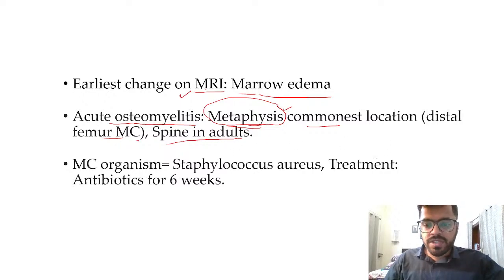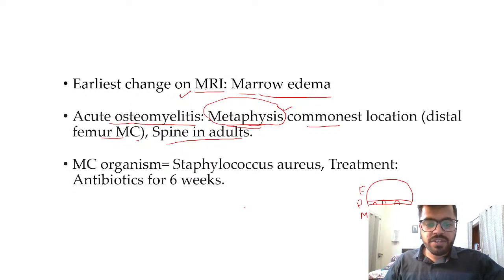So let me answer that. In the metaphyseal region, suppose this is the epiphysis, this is the physis. The vessels form a hairpin loop. So here there is sluggish blood flow and stasis of blood. Wherever there is stasis of blood, there are more chances of infection.